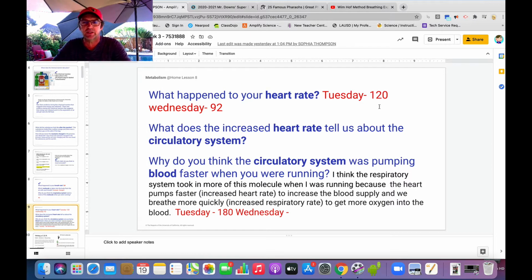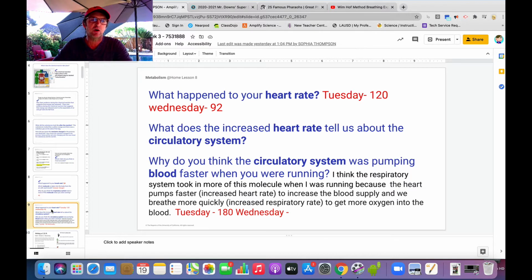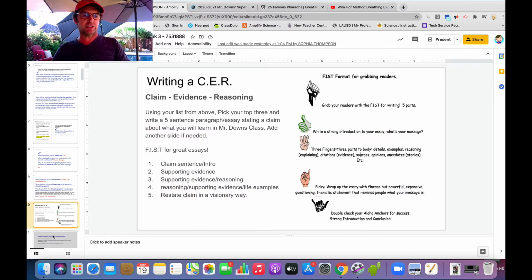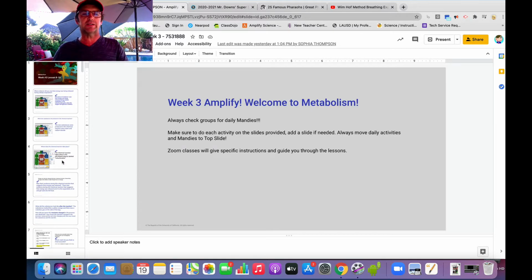Today we're going to do breathing again. Here's her heart rate. She has her information about it. She answered her question, why the blood is pumping faster. This is why she has an A. Notice her directions are below all of her work. Top slide. Thank you, Sophia, for being a rock star.